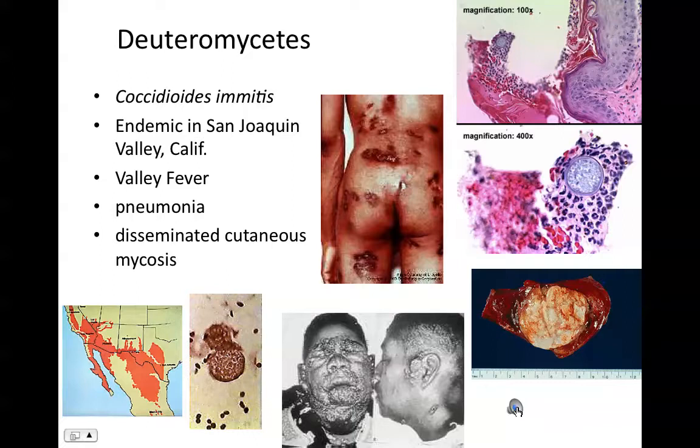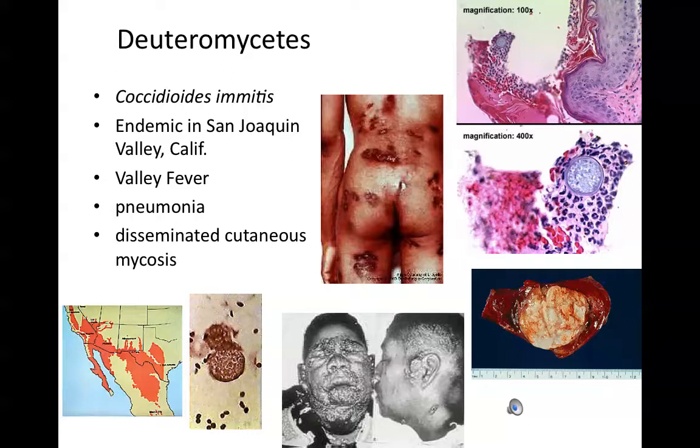Coccidioides immitis is typically found in the San Joaquin Valley in California. It's always found in that area, and as such, we call it an endemic organism, because if we travel to that geographic location, we will very likely encounter this particular mold and its arthrospores in the soil. Now, when inhaled, this organism causes a condition that we call valley fever or San Joaquin Valley fever. It can also cause pneumonia, and if on the skin, it causes a disseminated cutaneous mycosis that we can clearly see in the central images on the top and the bottom.